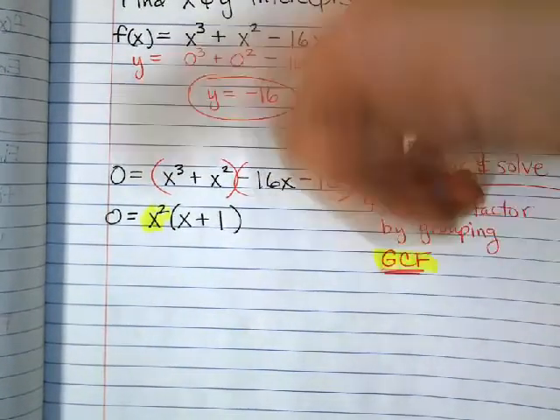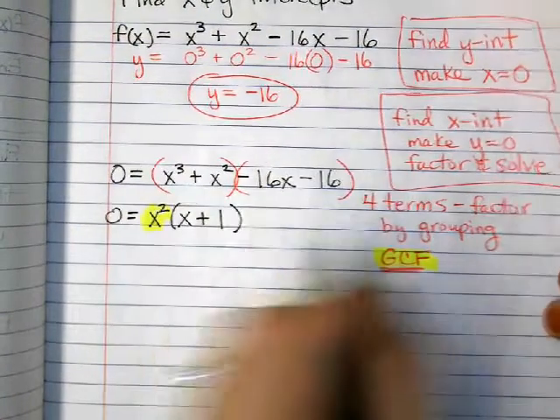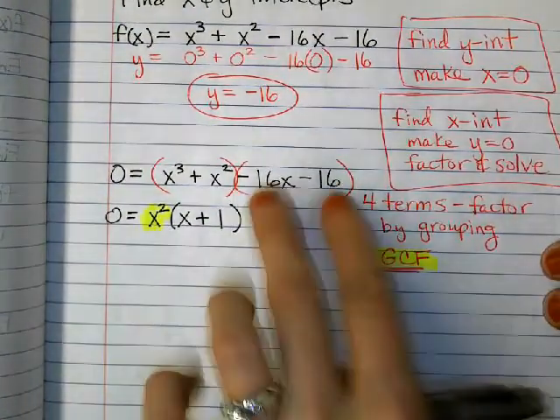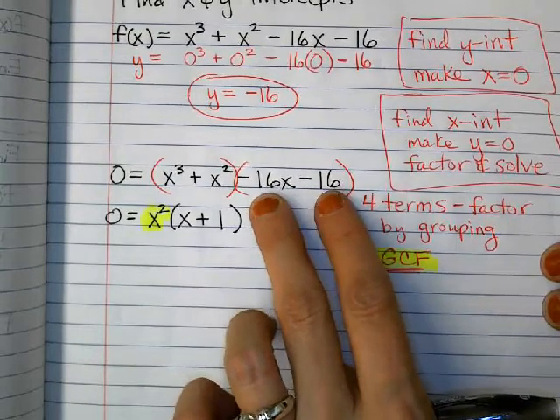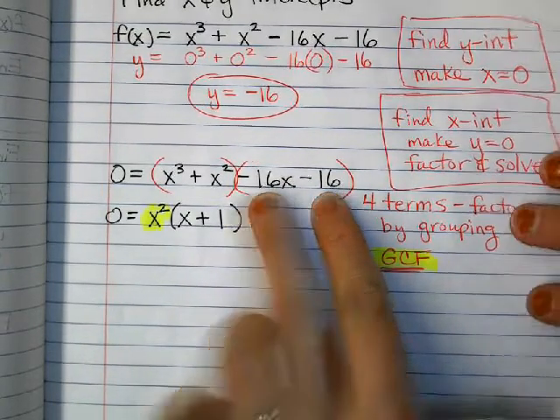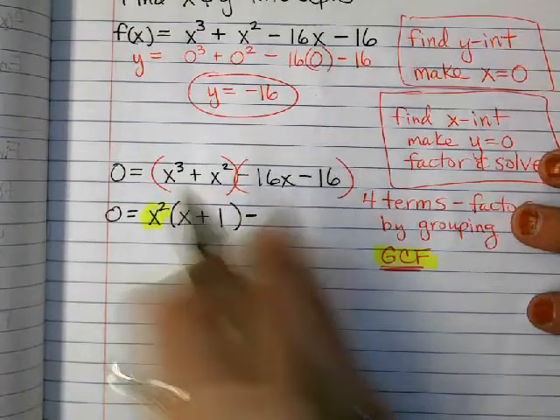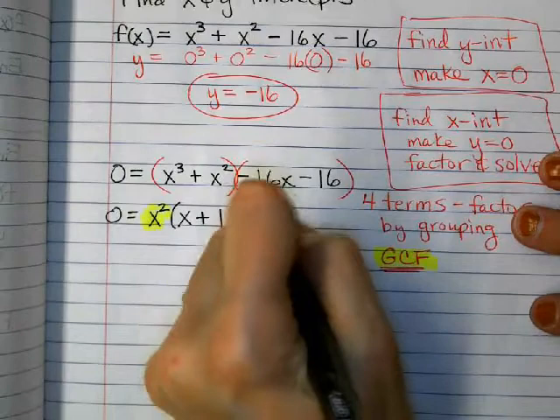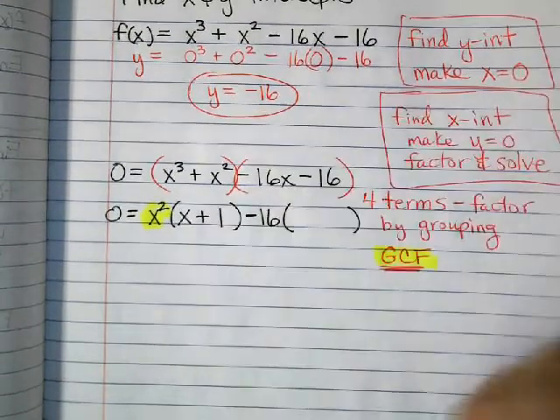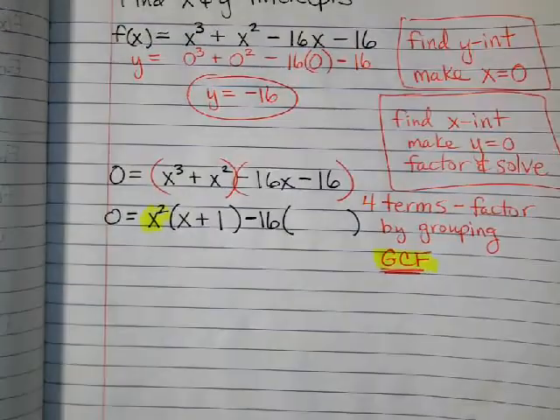And then over here, what do you think the greatest common factor is of these? What do these have in common? They're both negative. Good. What number do they have in common? 16. They both have negative 16 in them. That's the greatest common factor. So I'll highlight those. Those are the greatest common factors.